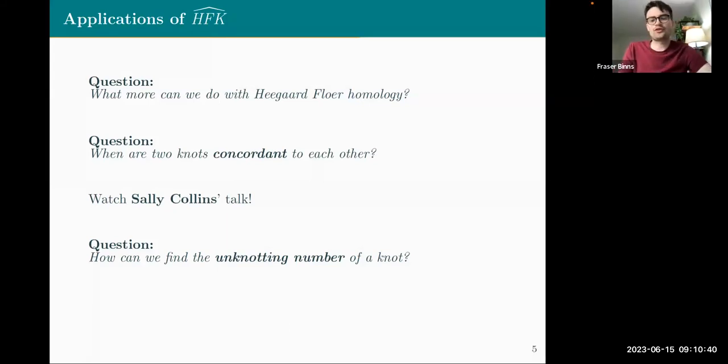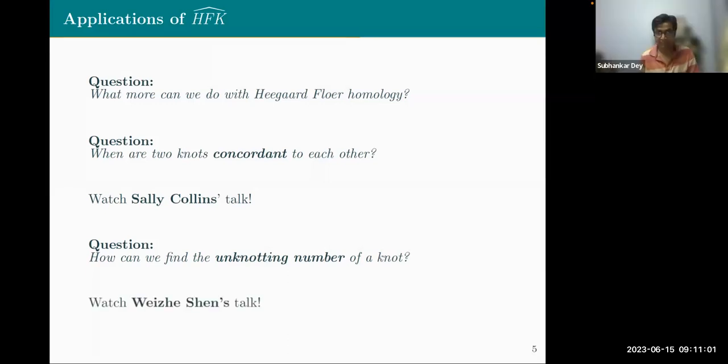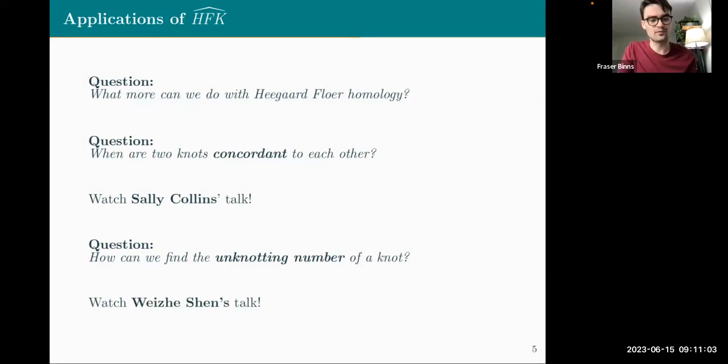So it's more about the effect of satellite operations, where a satellite operation is taking a knot in the solid torus and tying it into the shape of another knot. The effect of these satellite operations on the unknotting number, and on invariants generally, is quite difficult to determine. And this is exactly what Weijie Shen's talk addresses.